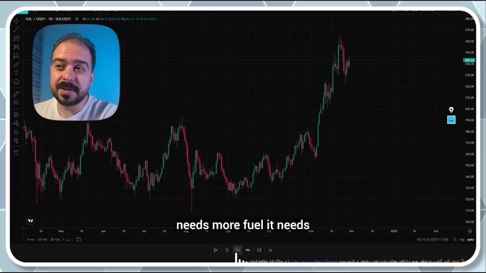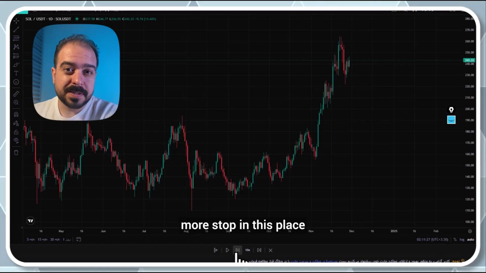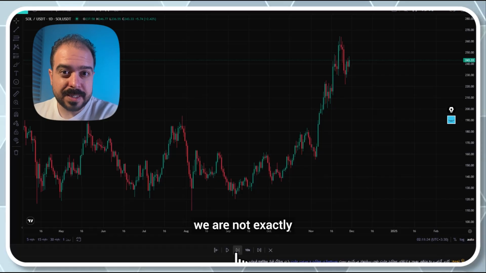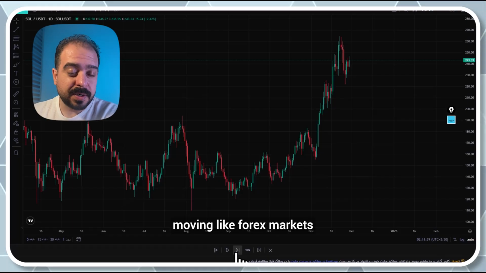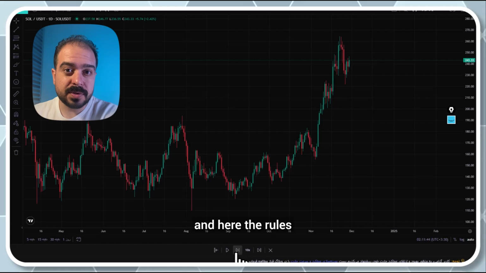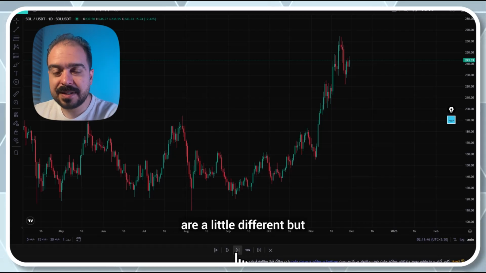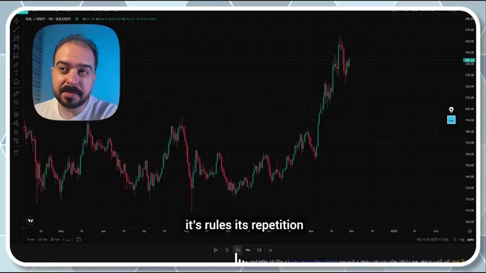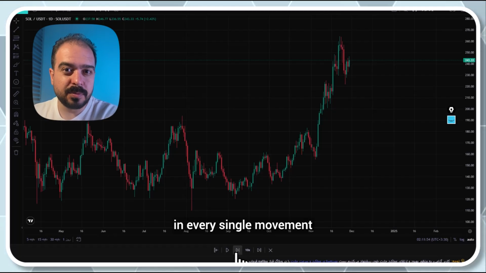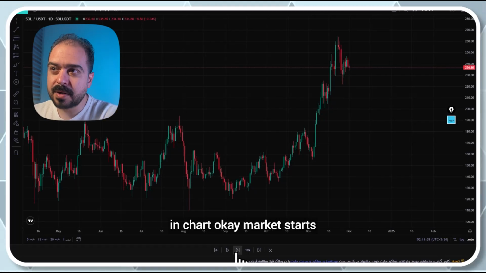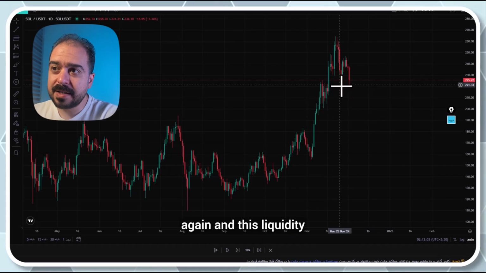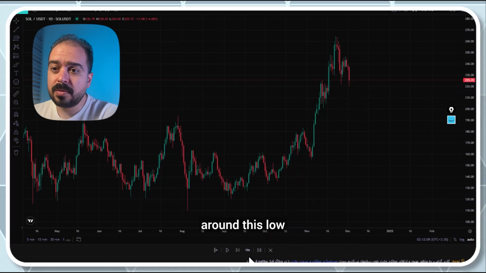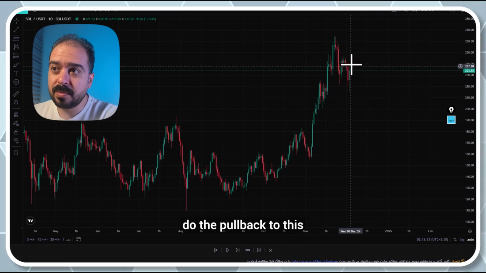It needs more fuel. It needs more stop in this place to do this pullback, because in crypto markets we are not exactly moving like forex markets, because here we have investors and here the rules are a little different. But any chart with accurate input data moves by its rules, its repetition in every single movement in chart. Okay, market starts coming back here again and this liquidity came and grabbed this liquidity around this low, then it made market do the pullback to this area.